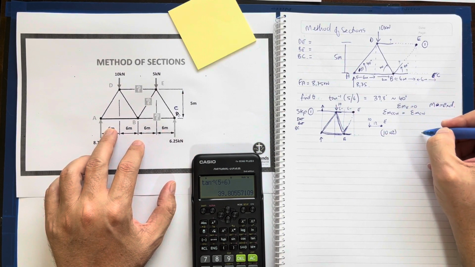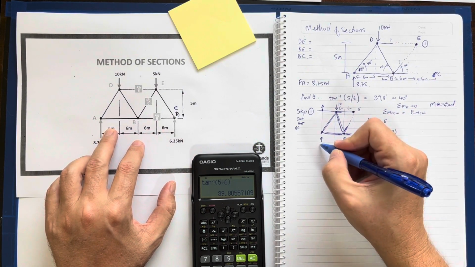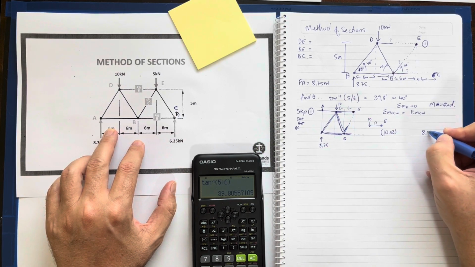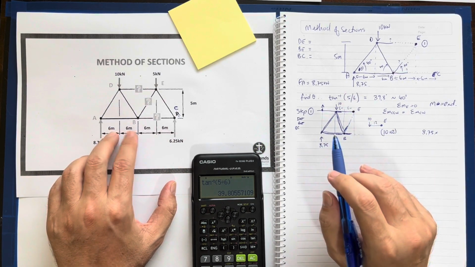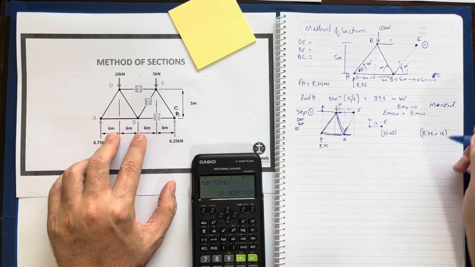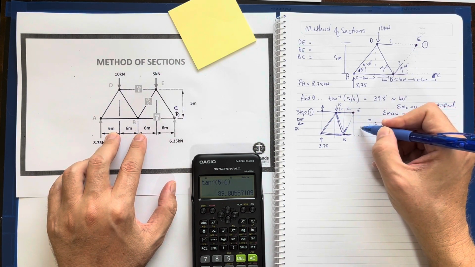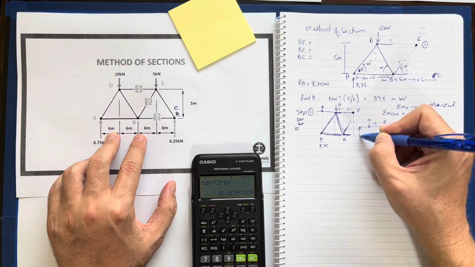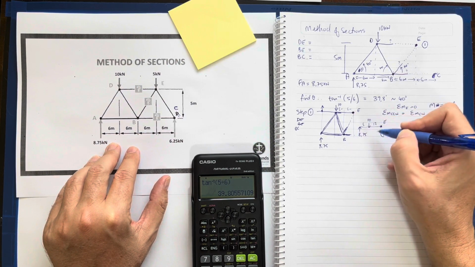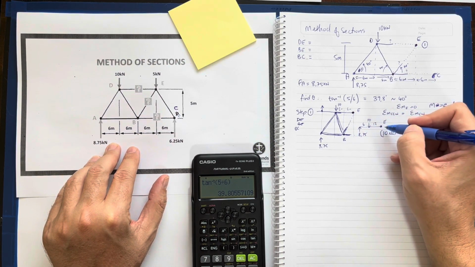And what is the force up? 8.75. 8.75 times 6 plus 6 plus 6 is 18, 18 meters away. 8.75, 12 plus another 6 gives us 18.